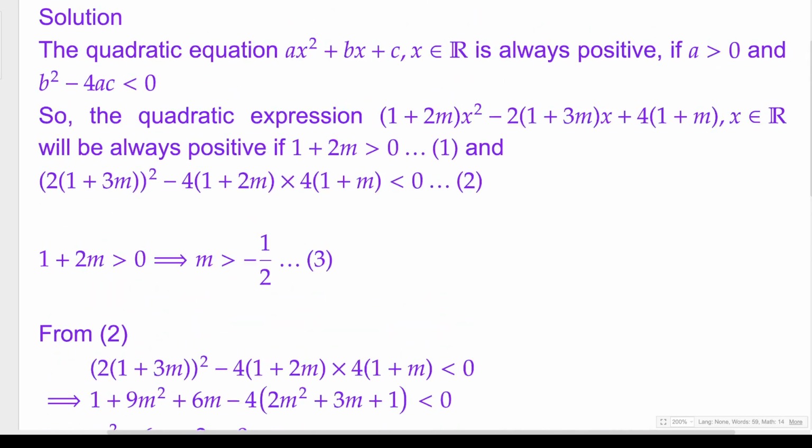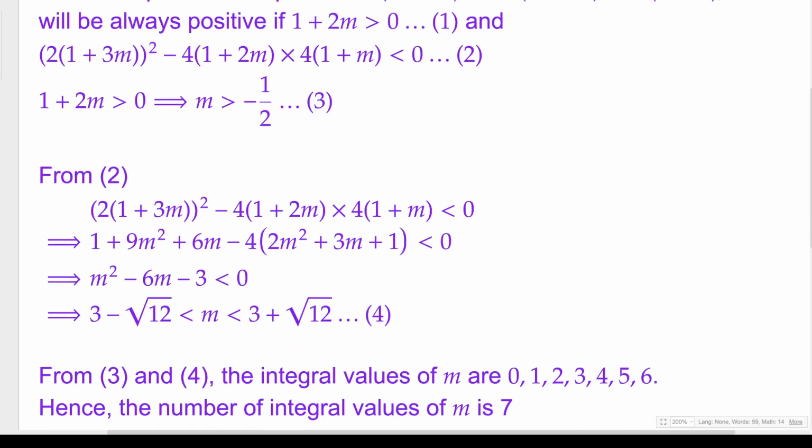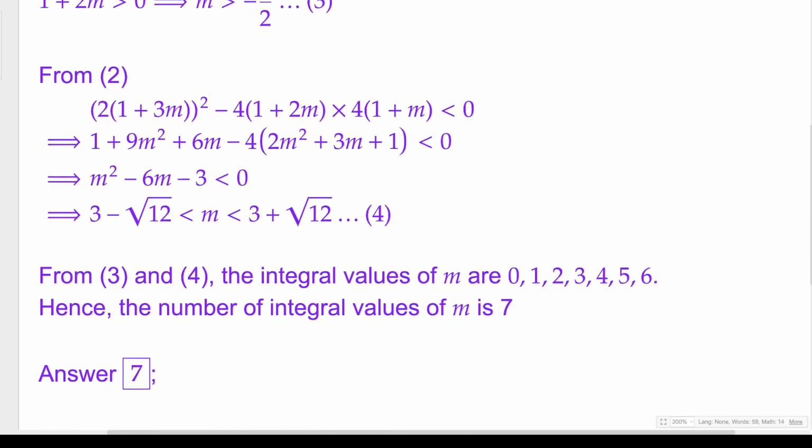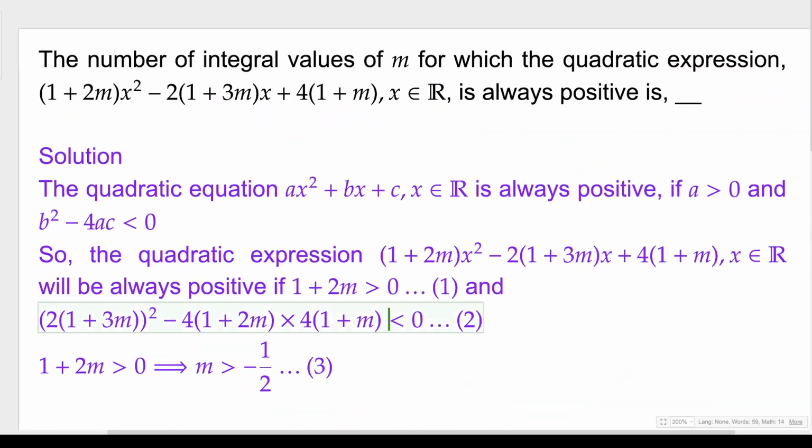You can observe that by using a basic property of quadratic expressions, we generated the inequations, and on solving them and following all the constraints, we got all the integral values that satisfy for m. When we count all of these, the count is 7, and hence 7 is the answer to this problem statement.